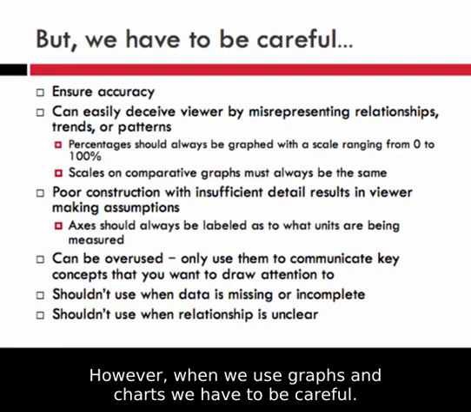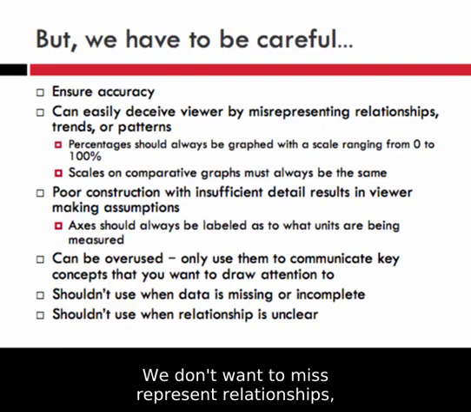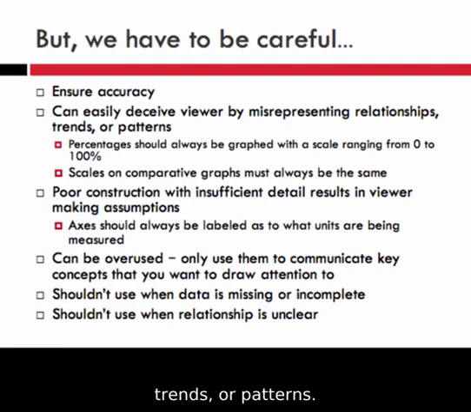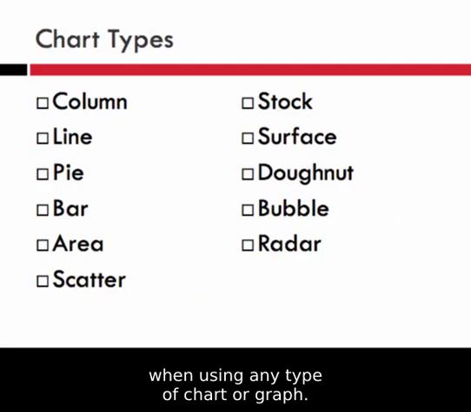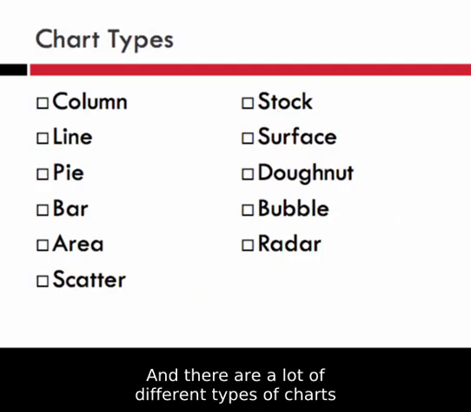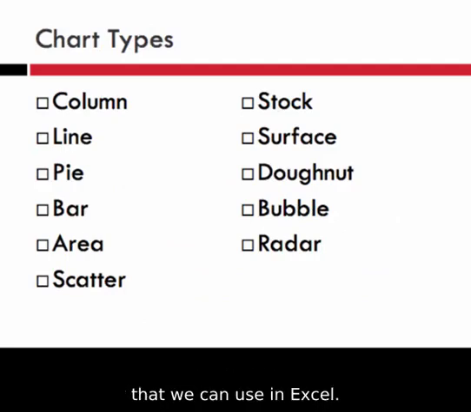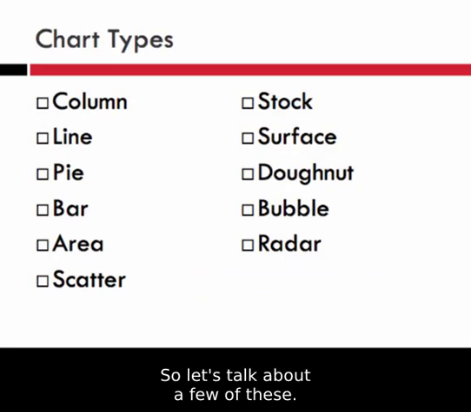However, when we use graphs and charts, we have to be careful. We don't want to misrepresent relationships, trends, or patterns. We want to provide the correct amount of information and not overuse them. Ensuring accuracy is really key when using any type of chart or graph. And there are a lot of different types of charts that we can use in Excel. So let's talk about a few of these.